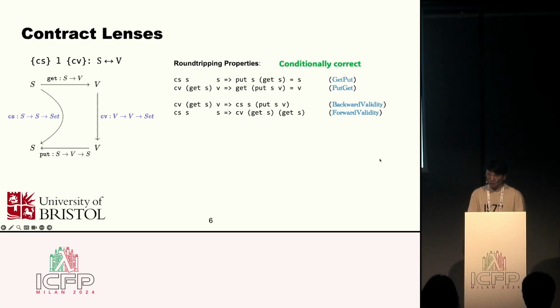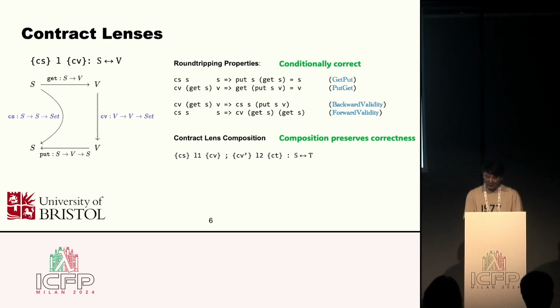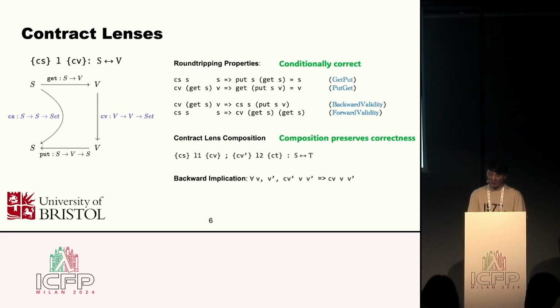So essentially, the view contract is the correctness condition of a possibly partial lens, and the source contract represents the effect of applying backward semantics on the valid view changes. Designed in this way, contract lens has the nice property of being compositional. In general, given two contract lenses, L1 with source contract CS and view contract CV, and L2 with source contract CV prime and view contract CT, if the source contract of L2 implies the view contract of L1, then the lens constructed by using usual lens composition is still a contract lens.